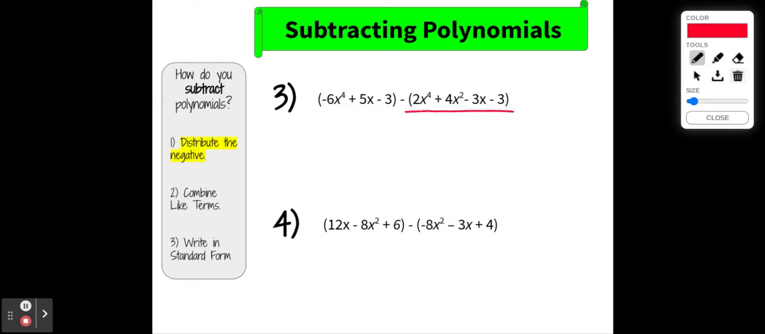It says minus right here. See that minus sign? What number is in front of the parentheses that we don't see? Well, that's a 1. But because of the minus or negative in front of it, we're going to have to distribute.